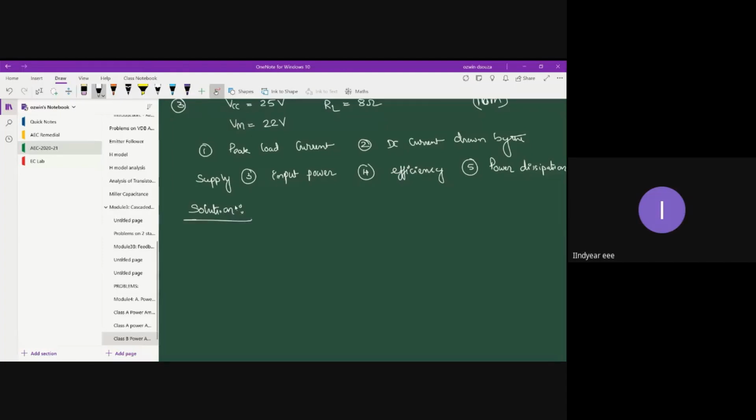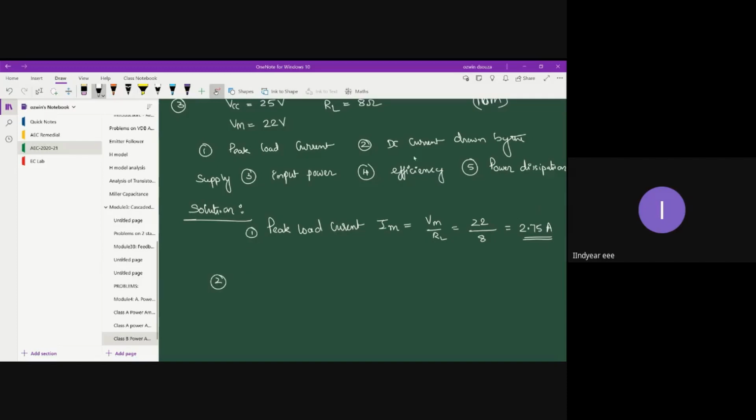Okay. So peak load current, first let us define peak load current. Let us take it as IM. So IM is equal to VM by RL, right? So what's VM? VM they have given 22, okay, divided by RL. RL is 8. So 22 by 8 is 2.75 amperes. Okay, so that's your peak load current.